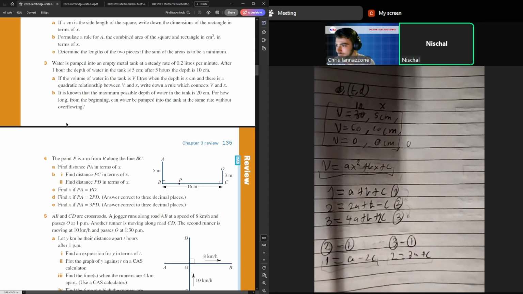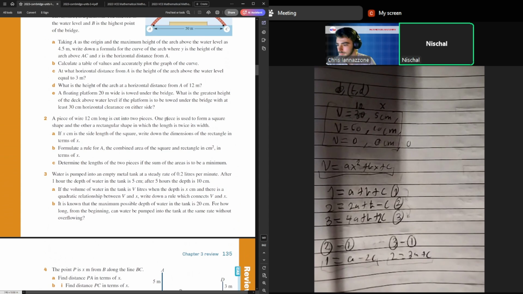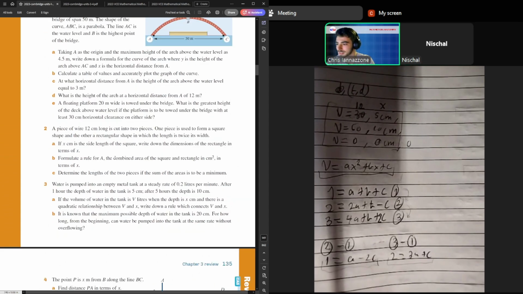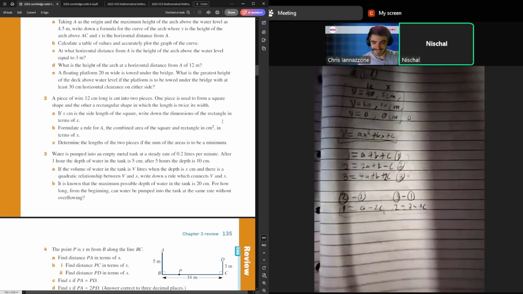Oh, so it's just asking for the maximum domain, basically. So they gave us x is 20. What is v? And then divide that by the time. They gave 20 centimeters, and they gave 2.2 liters per minute. So you just divide that by 0.2, and then it gives you the number of minutes that you can pump for. Yeah, it's specifically the rate that you care about rather than the actual volume. Yeah, correct. You had it perfectly fine. Nice. Did it in less than a minute.